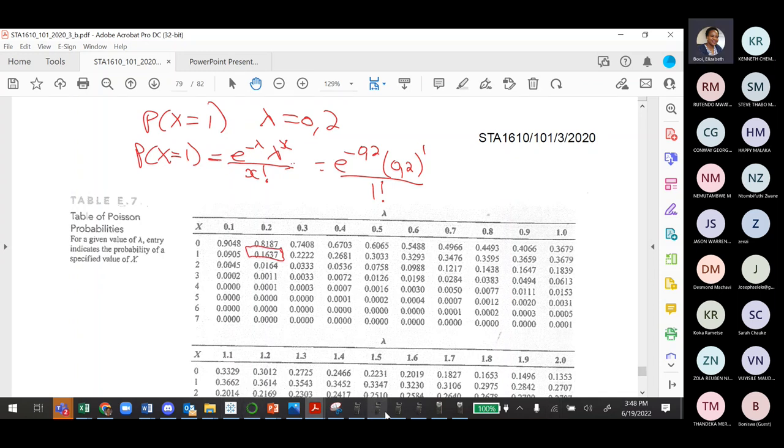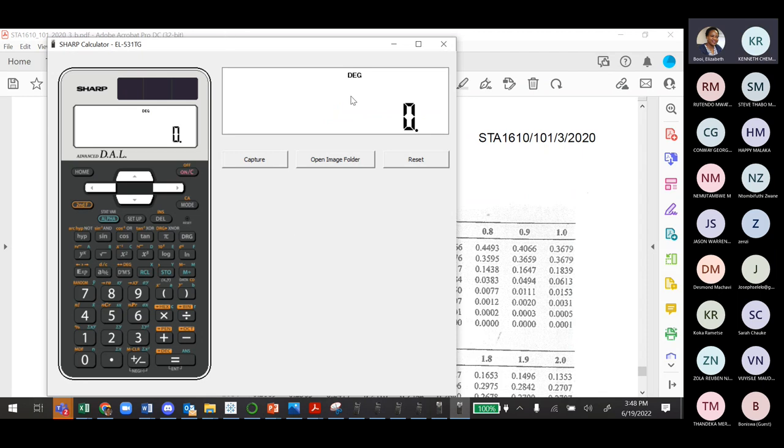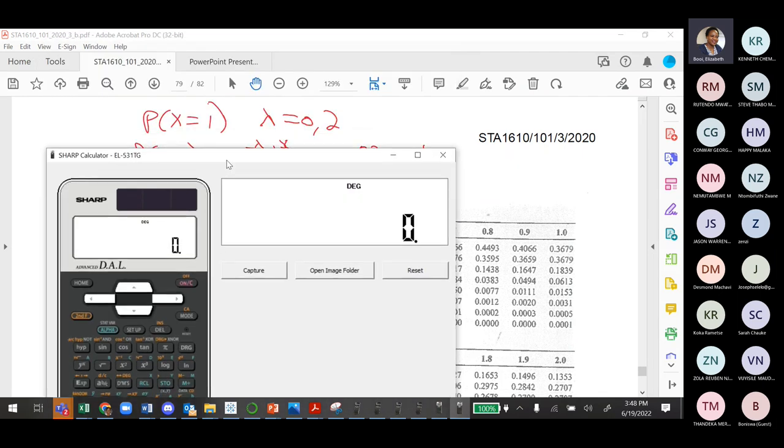So let's go to our calculator. I've got so many other calculators open here. I hope I opened the right one.